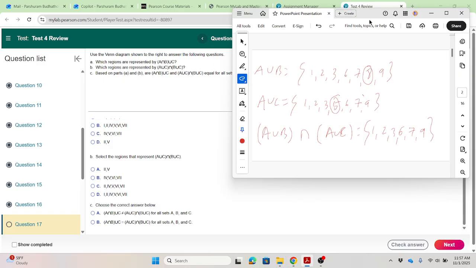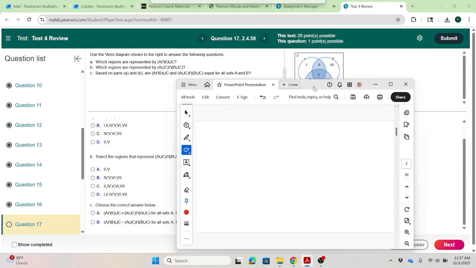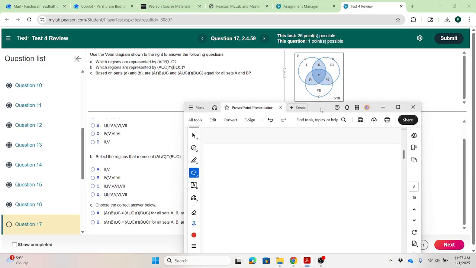I'm going to write it down here first to make sure that I have everything correct. So first of all, A union C are everything from A, which is 1, 2, and C, 1, 2, 4, 5, 6 and 7. These are everything from A union C.